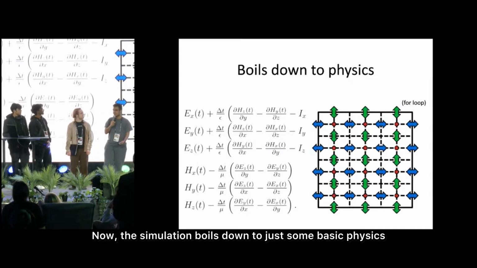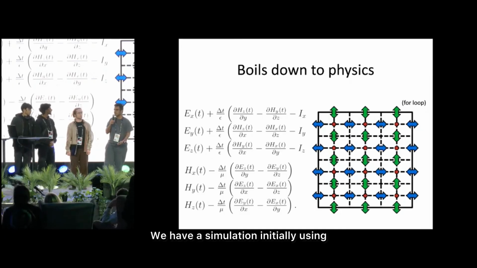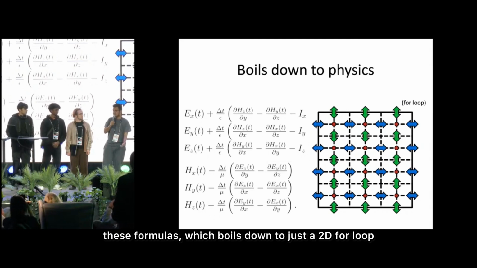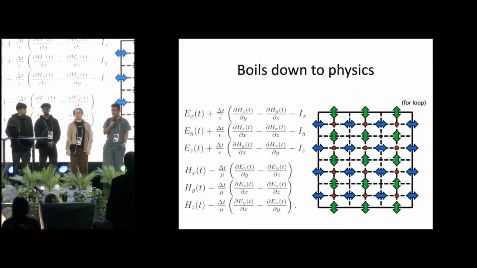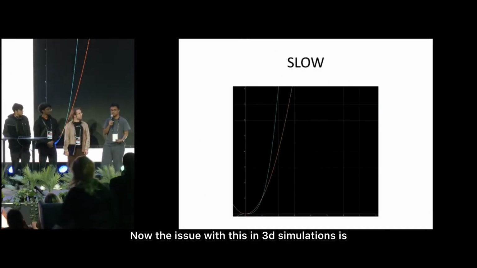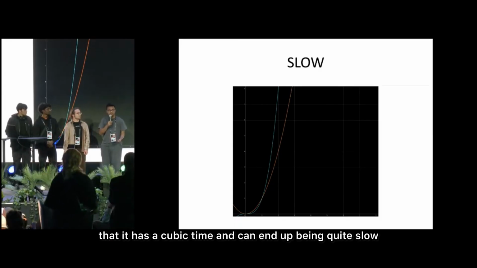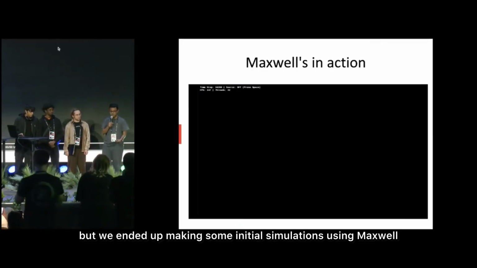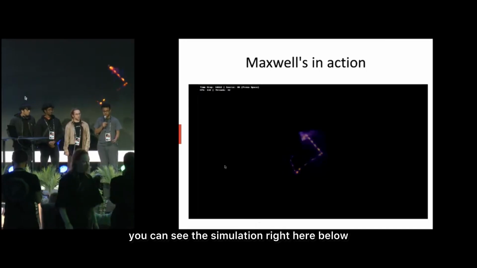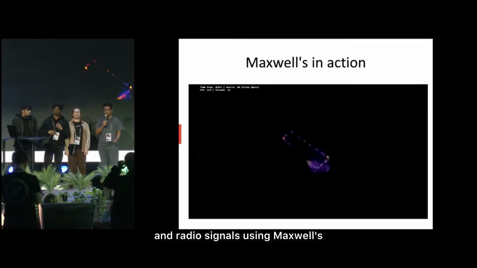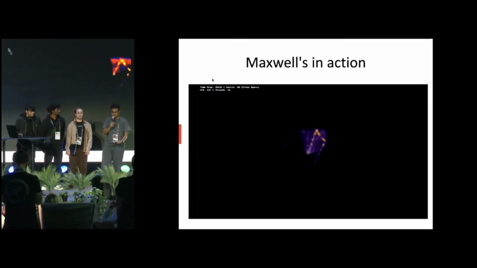Now, the simulation boils down to just some basic physics. We have a simulation initially using these formulas, which boils down to just a 2D for loop. And that's pretty simple to do, and we were able to implement this in some time. Now, the issue with this in 3D simulations is that it has a cubic time and can end up being quite slow. But we ended up making some initial simulations using Maxwell. You can see the simulation right here below. And this simulates the waves and radio signals using Maxwell's.